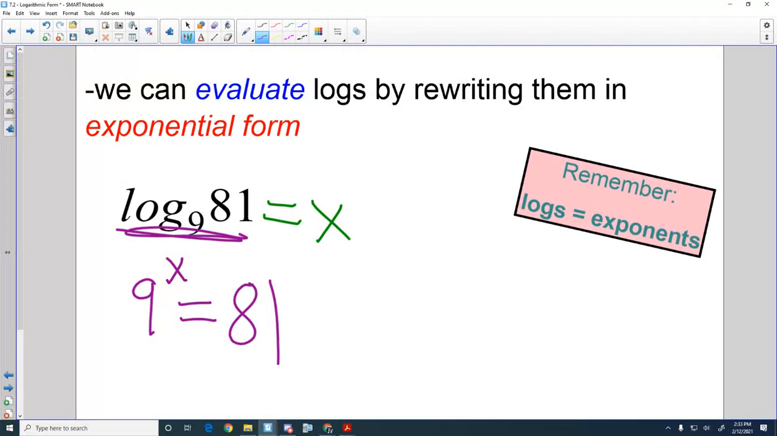So log base 9 of 81 is 2. So that log evaluates to 2. That is the exponent that log base 9 of 81 equals.